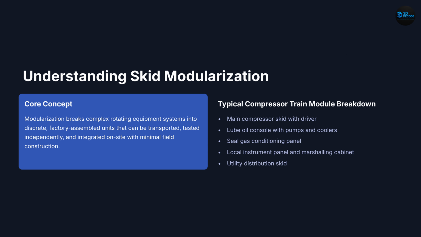Slide 2. What is skid modularization? Skid modularization means dividing a complete system into smaller factory-built modules. These modules are assembled, tested, and then transported to site for final integration. For example, a compressor system may be divided into a main skid, lube oil skid, seal gas panel, and instrument panel. This approach reduces site work and improves quality, but increases the importance of interface coordination.